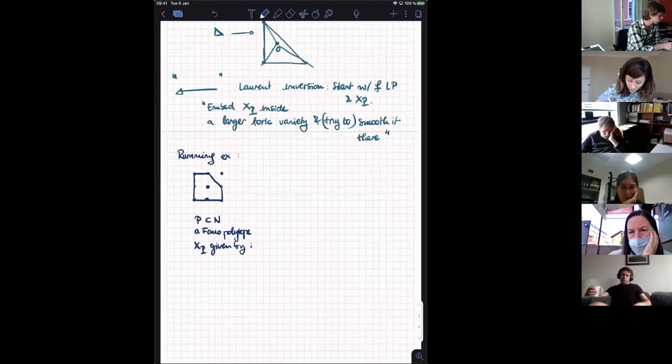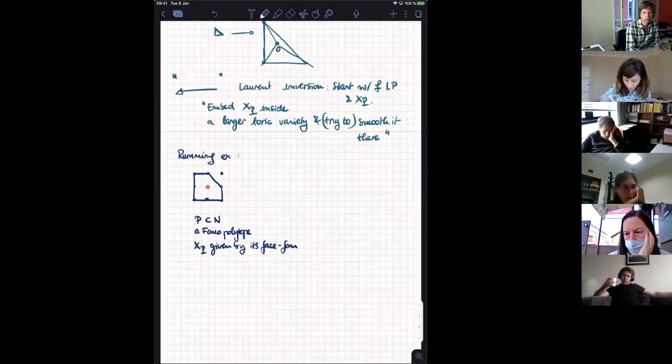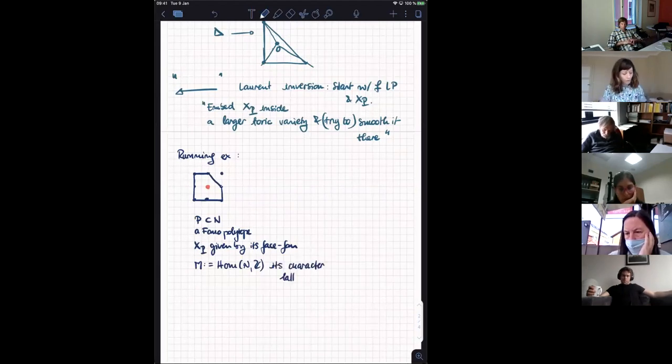I'm saying that this point here is the origin of the lattice. And then let's also denote by M the dual lattice of N, also called its character lattice. Okay. So this is the setup.